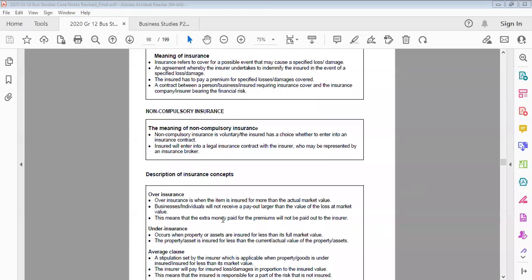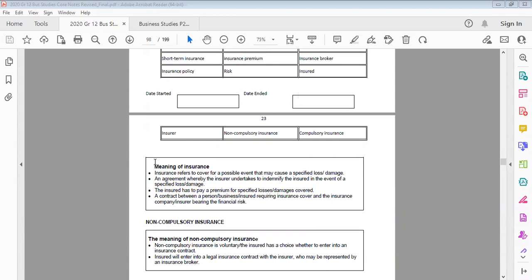Hey, good morning, people. Those of you that are interested in getting to know the insurance chapter in your business studies module for grade 12, if you want to get to know it a bit better and just to get a better overview of what is important and what keywords to look out for when explaining your terminology, then I'm going to go through all the information now.